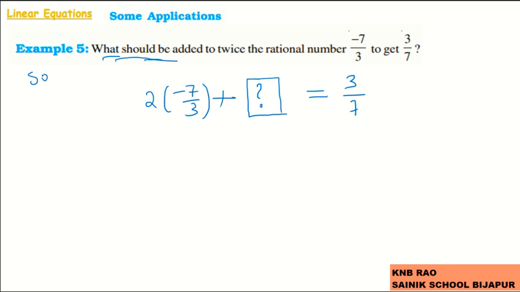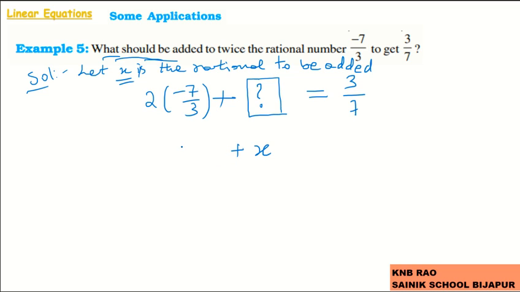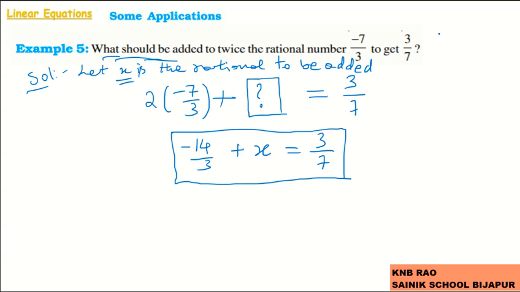So we will start our solution by assuming it. Let x is the rational number to be added. So the moment we say x is that rational number which is added, this question mark becomes x. So 2 times of minus 7 by 3 is minus 14 by 3. To that x is added, giving 3 upon 7. Now we have formed a linear equation to solve this question. This is the application of this chapter linear equations in one variable.